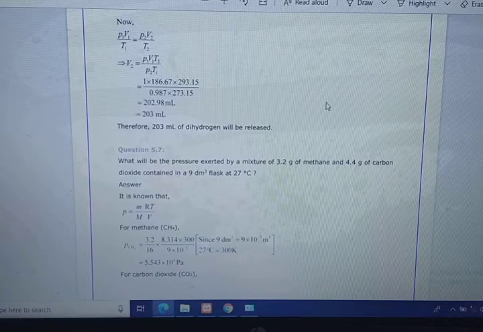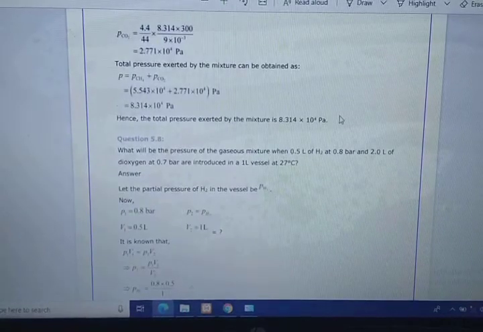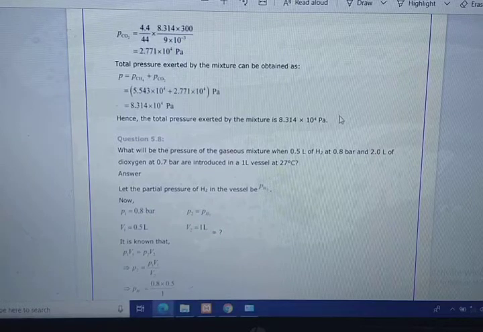So for methane, you just put the values: 3.2 upon 16 into 8.314 into 300 upon 9 into 10 to the power minus 3, since 9 decimeter cube is equal to 9 into 10 to the power minus 3 meter cube, and 27 degrees Celsius is equal to 273 plus 27, that is 300 Kelvin. That is equal to 5.543 into 10 to the power 4 Pascal. For carbon dioxide, PCO2 is equal to 4.4 upon 44 into 8.314 into 300 upon 9 into 10 to the power minus 3, that is equal to 2.771 into 10 to the power 4 Pascal.